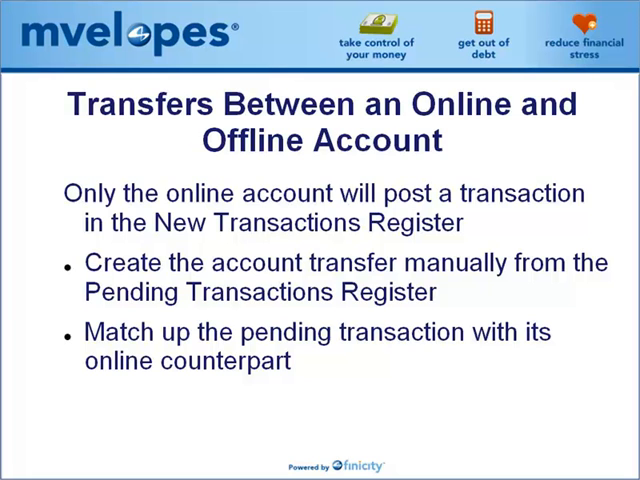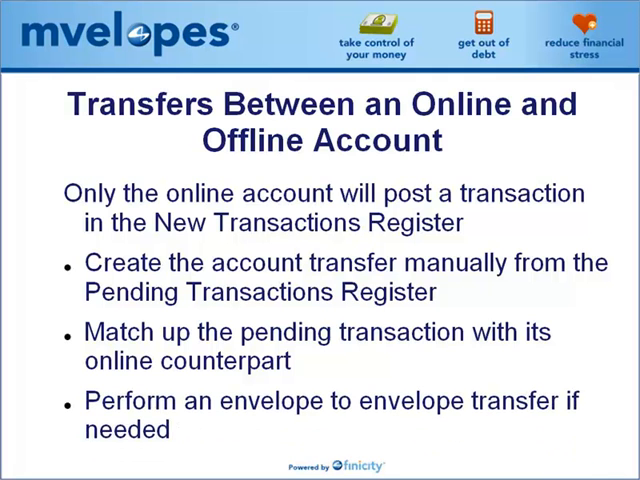that will be a duplicate of the transaction downloaded from our financial institution's website in the new transactions section. We need to match this transaction up with its online counterpart to avoid posting a single transaction to our account twice. If necessary, we may also need to perform an envelope-to-envelope transfer if the purpose of the funds transferred has changed. Now let me show you an example of a transfer from a checking account, which is online, to an offline cash account to demonstrate how this works.